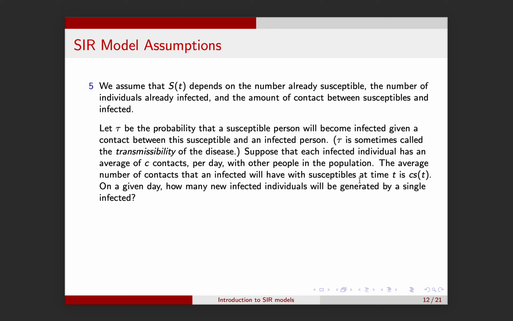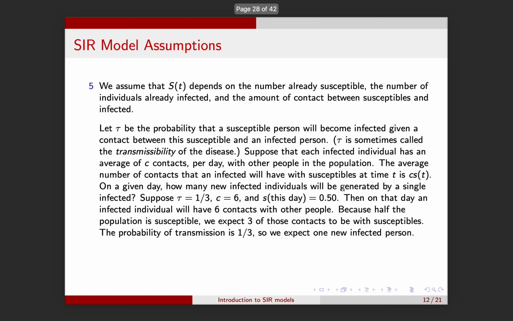So the question is, on a given day, how many new sick people will be generated by a single sick person on average? So to make this concrete, let's put some numbers to everything. So suppose tau is a third. So there's a 1/3 probability that a sick person will make a susceptible person sick when they bump into each other. The sick person bumps into 6 people a day, and the proportion of people who are susceptible today is 50%. So 50% of the population is susceptible to the disease today.